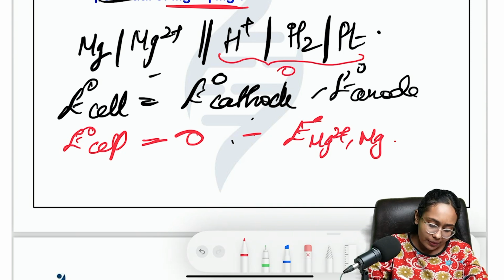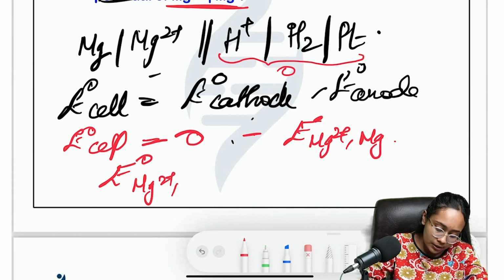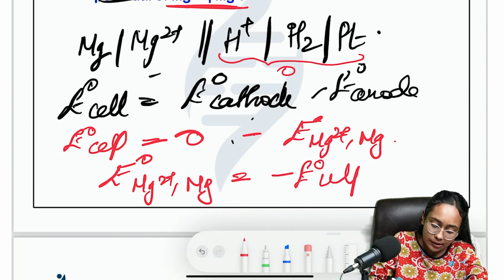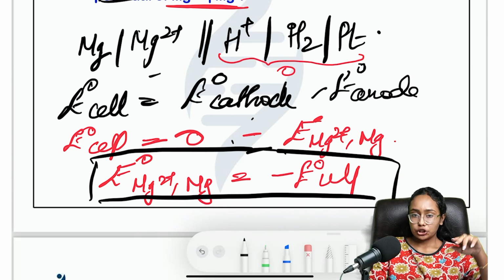So as to determine the potential of magnesium, E naught of Mg2+/Mg can be determined as the negative of the cell potential. That's all. And this is the final equation to be written in your answer sheet.